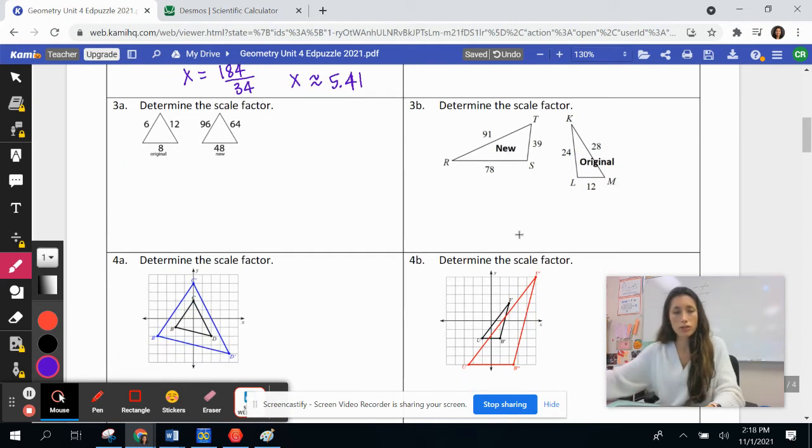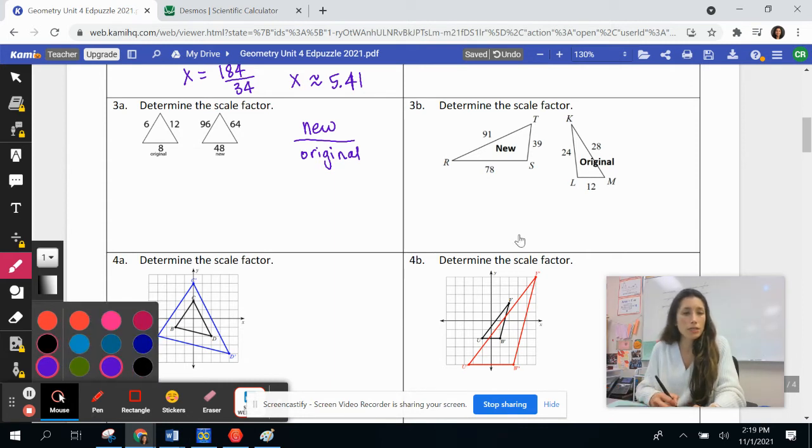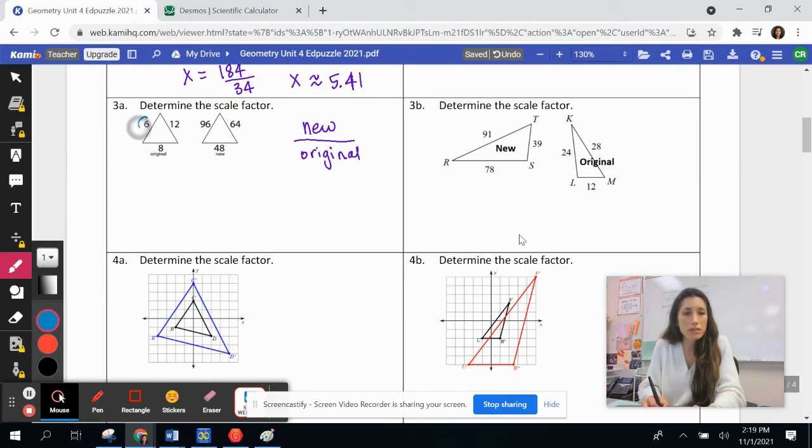All right, on to question 3. Determine the scale factor. Remember, scale factor equals new divided by original, because we're trying to figure out what is the number that we're multiplying the original figure by to get the new one. So first I like to look at, okay, what's the smallest side? Smallest side here is 6. The smallest side in the other figure is 48. So I don't want to compare just based on where they are in the diagram. I'm comparing smallest to smallest, or middle to middle, or biggest to biggest. And we really only have to do those two sides.